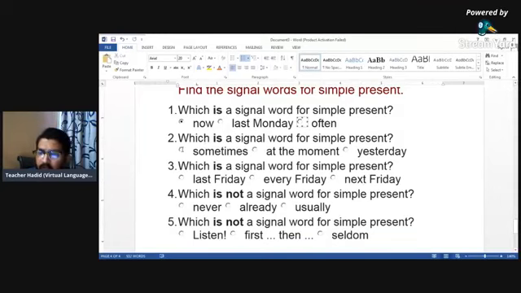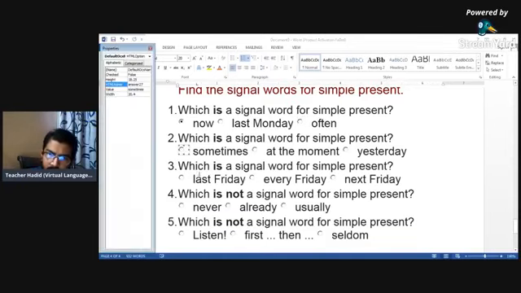Number two, which is a single word for present simple sentence? Sometimes, at the moment, yesterday. Yesterday is for past, at the moment, right now, is present continuous. So obviously sometimes is the right answer. Okay. Sorry.